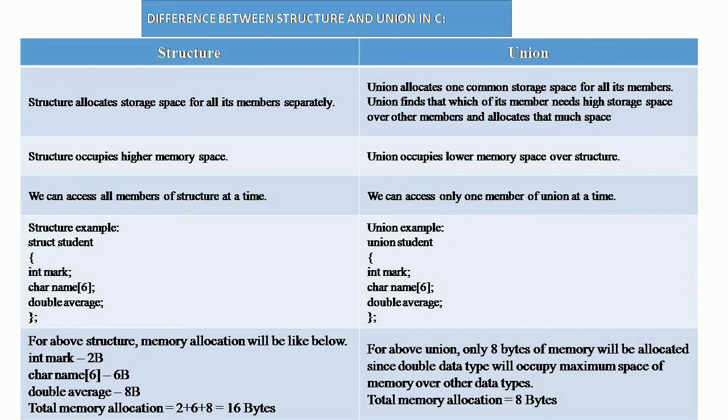What is the memory allocation in the structure? For the above structure, memory allocation will be like below. Integer marks is 2 bytes, character name is 6 bytes, double average is 8 bytes. Total memory allocation is 2 plus 6 plus 8, equal to 16 bytes. So this is the structure.